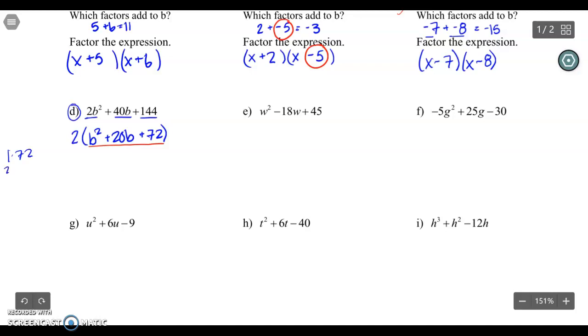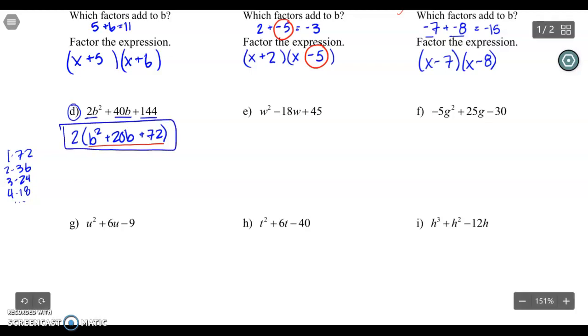I have 1 and 72. I have 2 and 36. I have 3 and 24. Let's see. 4 and 18. There's actually a pretty big list of factors here. The interesting thing about this one, though, is if you list all the factors, none of those factors add up to 20. Okay, which means that I can't factor this one any further. So I would be done.